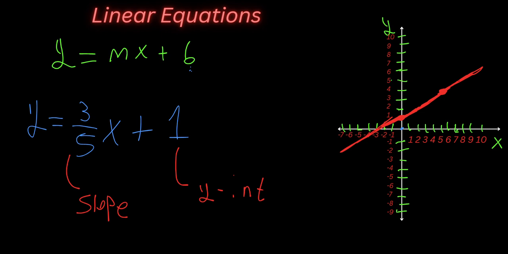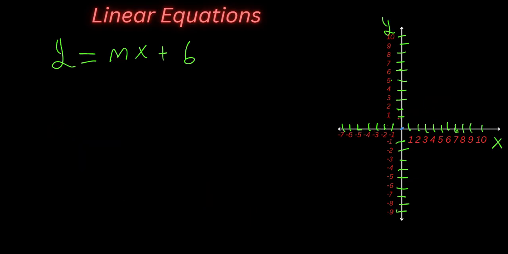First, I'm going to erase all of this stuff off the board. Okay, let's get ourselves another slope up here. Let's get a negative slope. Let's have y equals -2/3 x plus 4.